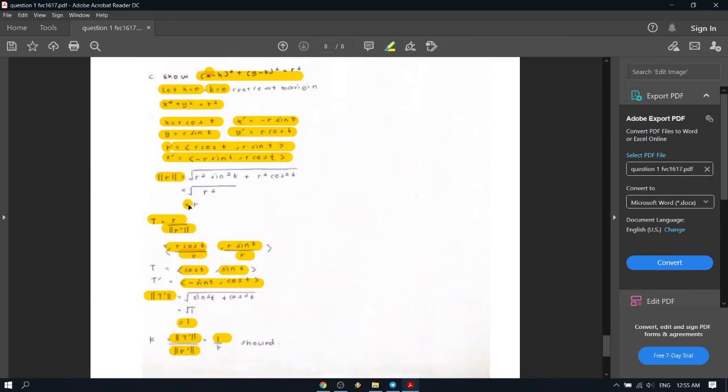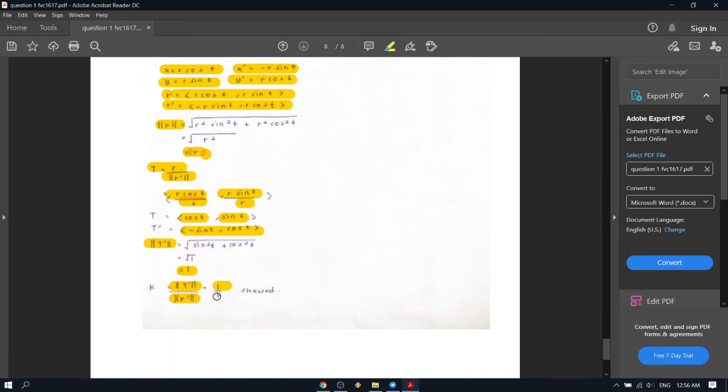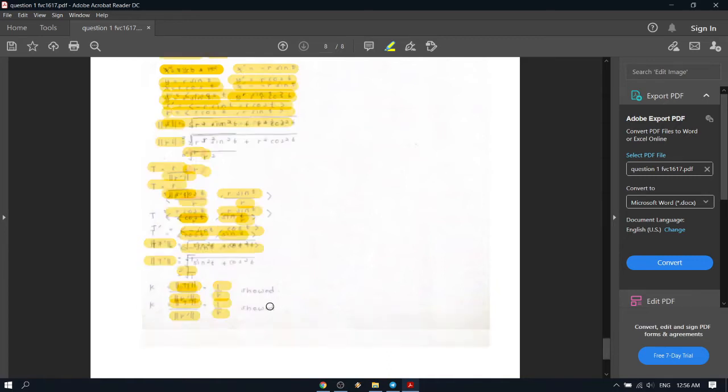Since we found earlier that the magnitude of the first derivative of r will be r here, our curvature will appear as 1 over r, as shown.